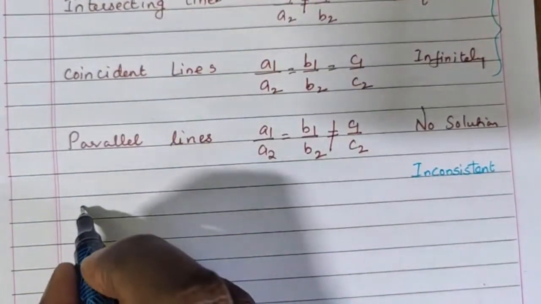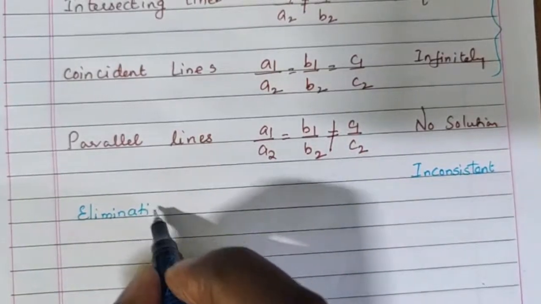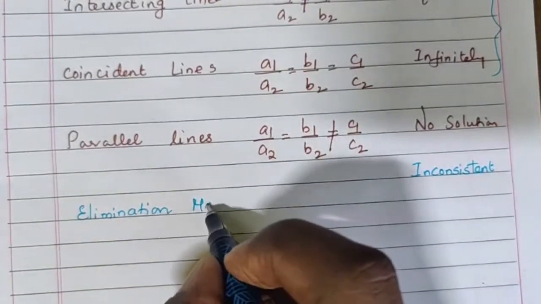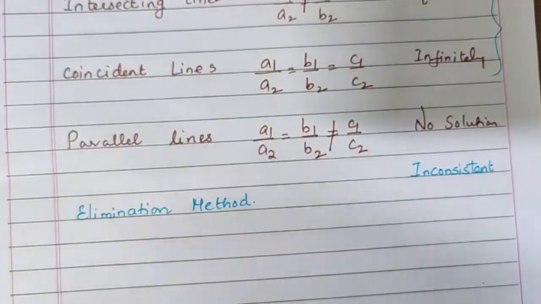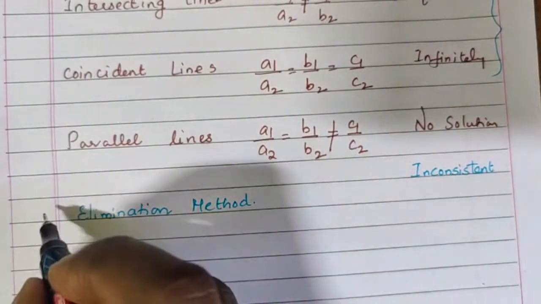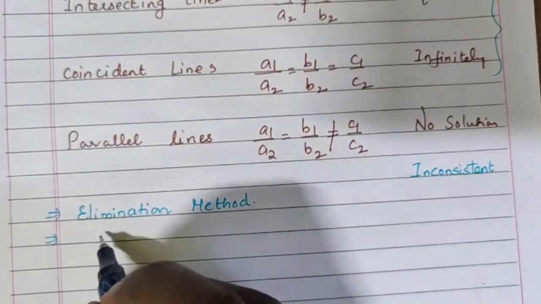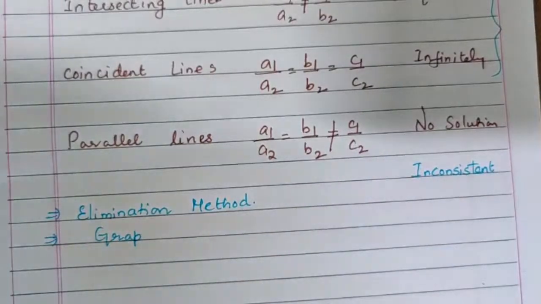For 2 marks, what kind of question can you expect? Elimination method. If they mention elimination method, do it by elimination method. Otherwise, you can use the substitution method also, whichever you feel is easy. Then for 4 marks, graph. Solving a pair of linear equations by graphical method. So easily you can score marks in the exam.